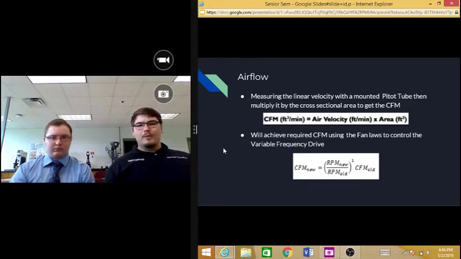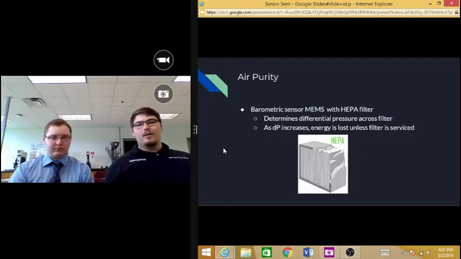This goes into the actual equation to get the CFM. Once we acquired the CFM, we used a triac circuit in order to use the fan affinity law to figure out what the new CFM would be. By changing the RPM, you could change the amount of CFM, and that was all part of a feedback loop within the control logic.